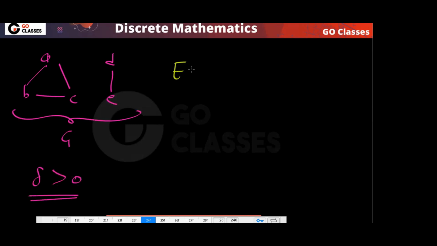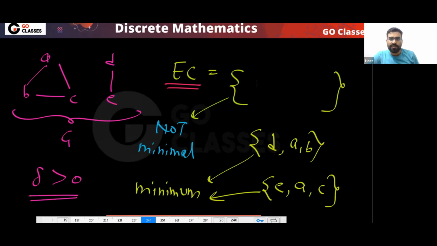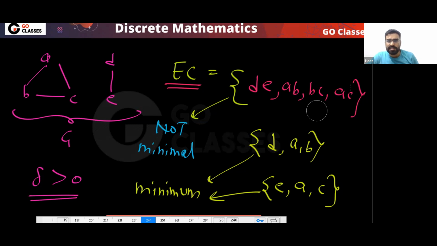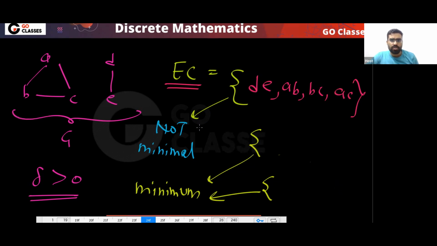Now, what is the edge cover of this graph? Can anyone tell me? Edge cover means edges. So this will be your edge cover. Can I say this is minimal? This is not minimal. So give me a minimum edge cover. So DE, AB. Now you can notice these vertices are covered. Only one vertex is remaining. Now all the vertices are covered. So this is the minimum edge cover.